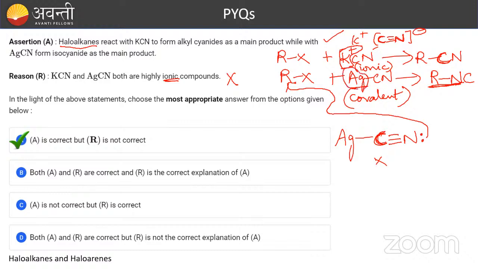So the elements which are present in the left side of the periodic table mostly will form ionic compounds. Got it? The elements which are present at the middle of the periodic table mostly will form covalent compounds. So that's why it is classified into ionic and covalent like this. All right. Shall we go for the next?